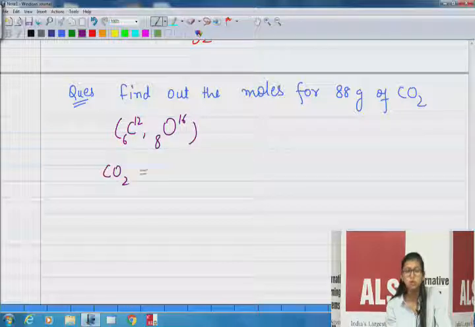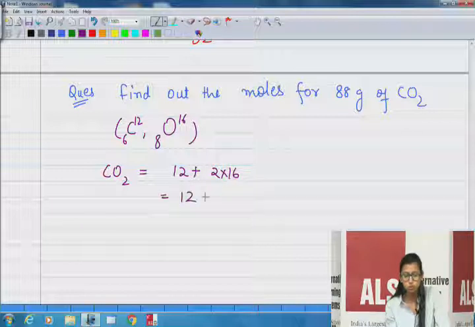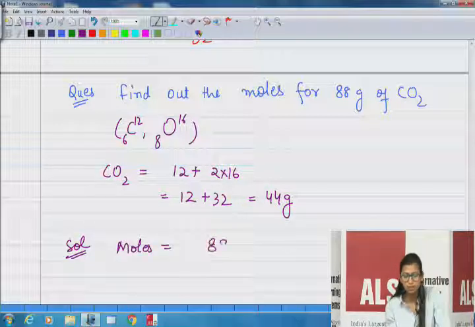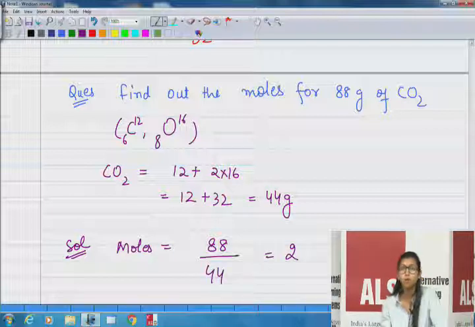So if this is CO2, everyone look at the screen. For carbon it's 12, for one oxygen it is 16, for 2 it will be 2 into 16. So you will get 12 plus 32, so 44 is the molar mass. Now you need to find the moles. The given mass is 88 and you will divide it by 44, you will get the answer as 2. How many of you got the answer 2?